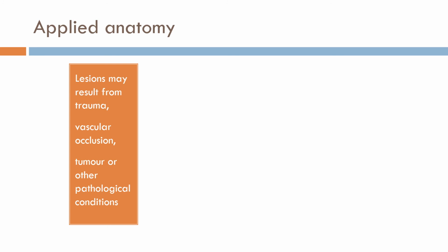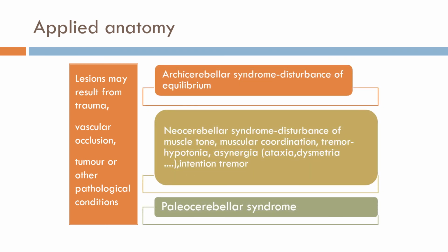We have come to the applied anatomy. The lesions to the cerebellum may result from trauma, vascular occlusion, tumor or pathological conditions. Even infections will cause cerebellar palsy. If the archicerebellum is disturbed, there is disturbance of equilibrium. In neocerebellar syndrome, we will have disturbance of muscle tone, muscular coordination, tremor, hypotonia, so that we have ataxia, dysmetria and intention tremor. We will also have the paleocerebellar syndrome if the paleocerebellum is affected.